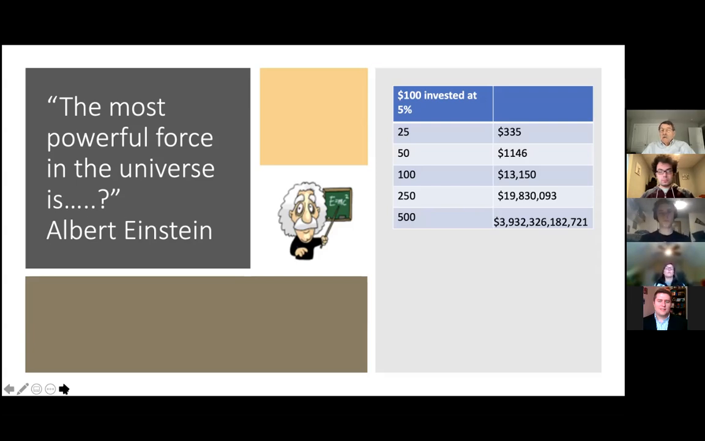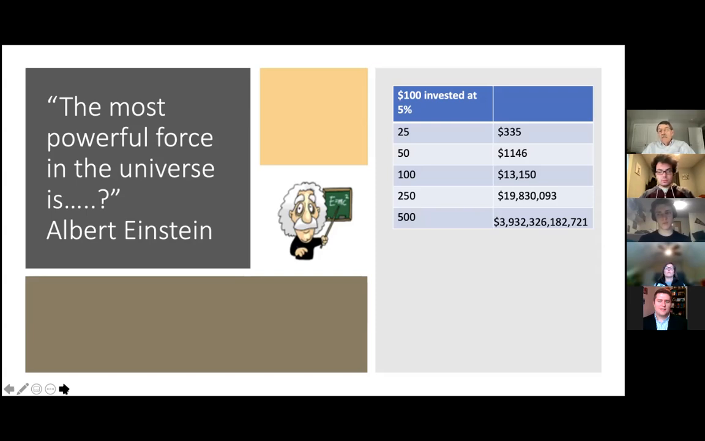I don't expect anybody here to live 250 years. But if you did, your $100 at 5% would pay you $19,830,000 at the end of 250 years. So it'd be a nice gift to your legacy.